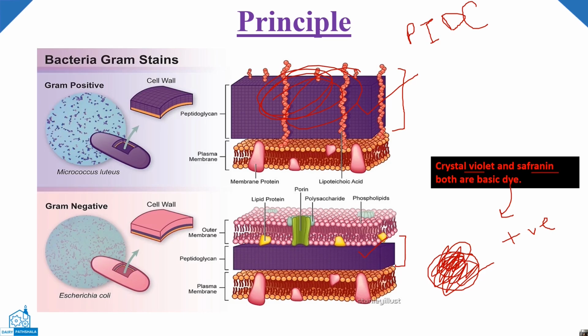Same reason: safranin is also a basic dye, so it has a positive charge, and the gram negative cell wall has phospholipid, so negative. Positive and negative will attract each other and give color to the cell wall. So gram negative means red due to safranin, and gram positive means violet due to crystal violet, the primary stain. We should know this mechanism very properly.